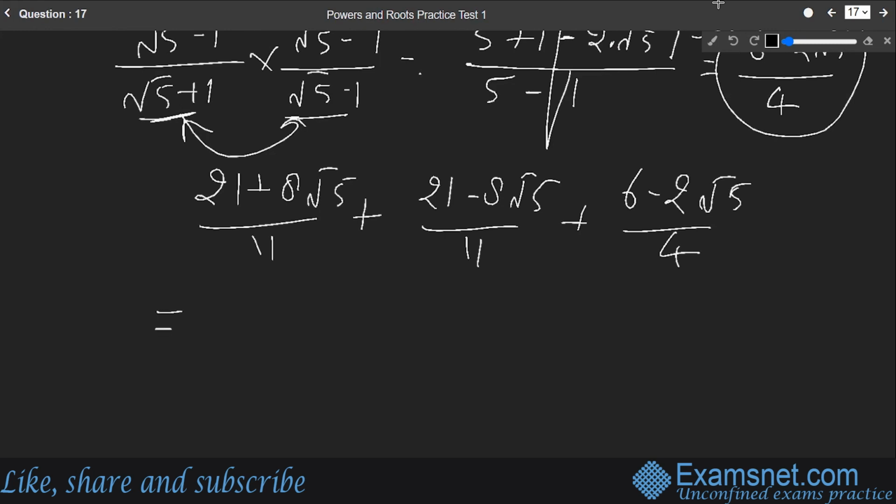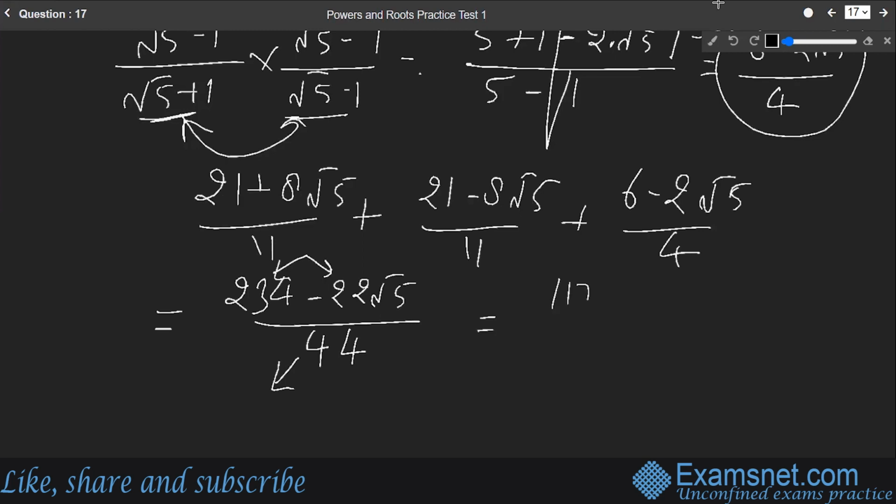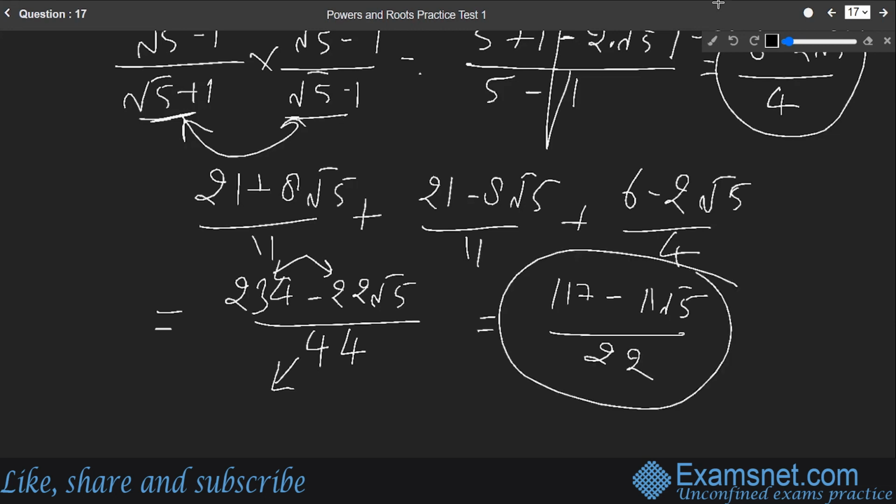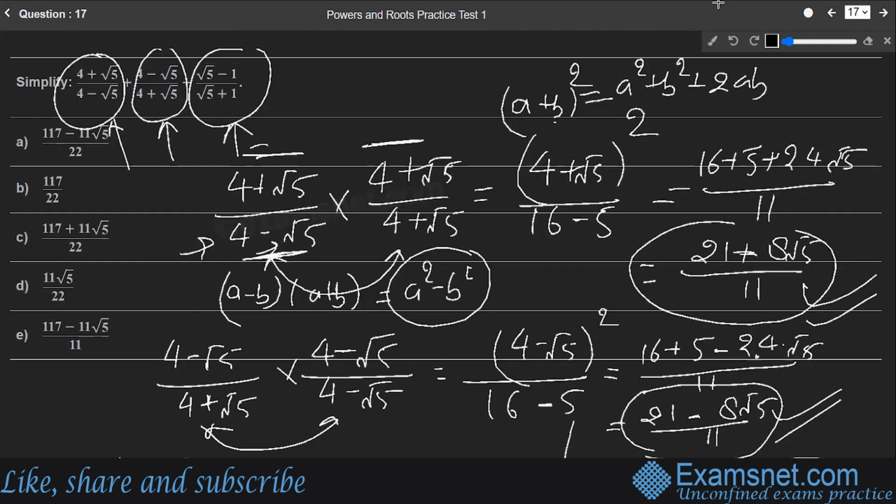If we solve this together further, then ultimately the LCM is going to be 44. And if you multiply this together, this comes out to be 234 minus 22 root 5. Both these numbers can be cut by 2, and this 44 can also get cut by 2. So it remains (117 minus 11 root 5) divided by 22. So that is the final answer, (117 minus 11 root 5) by 22, and this particular option is available in option number A. So it becomes the right answer, option number A.